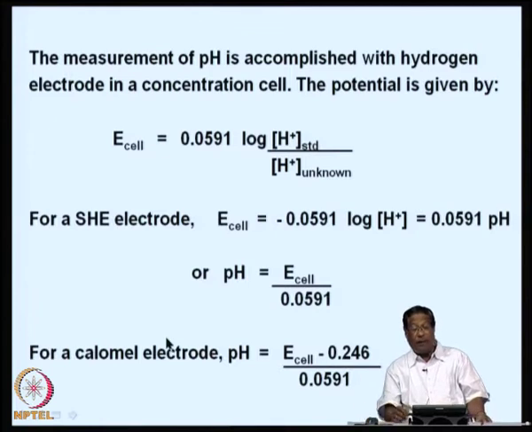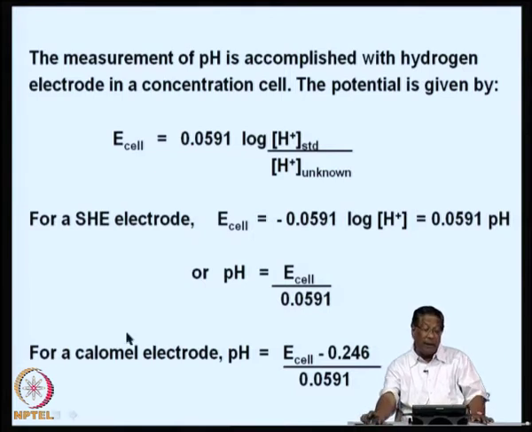The measurement of pH is accomplished with the hydrogen electrode, as I had told you earlier, in a concentration cell. That means, I must have a standard hydrogen ion concentration and then an unknown concentration of hydrogen. So, the potential of such a system is given by E cell, which should be equal to 0.0591 logarithm of the concentration of the standard divided by the concentration of the unknown.